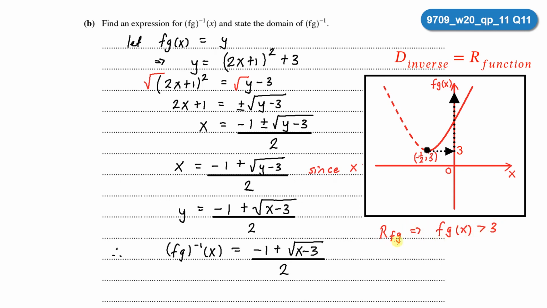Now, since the range of the function is equal to the domain of the inverse, we can also say that the domain for this inverse is x is greater than 3. And that's how we find the domain of the inverse function.